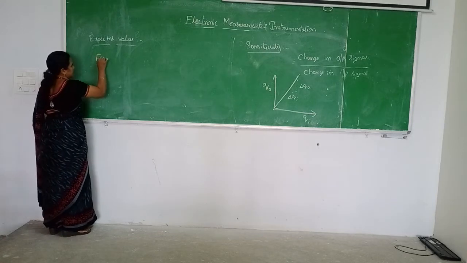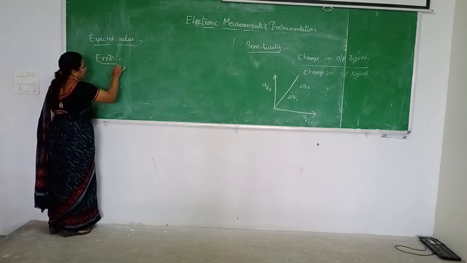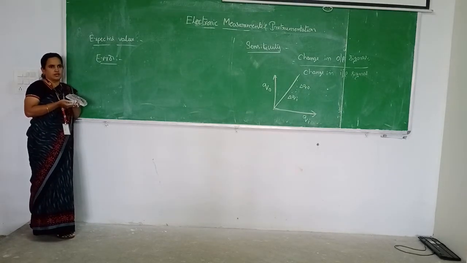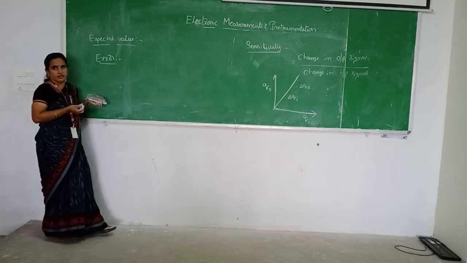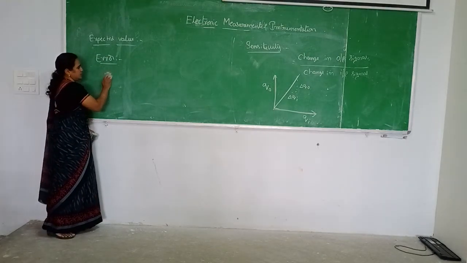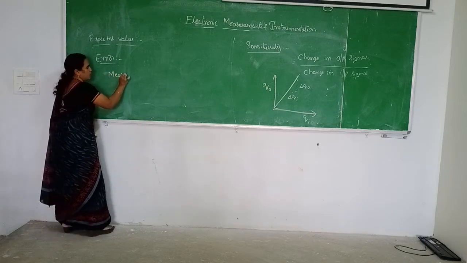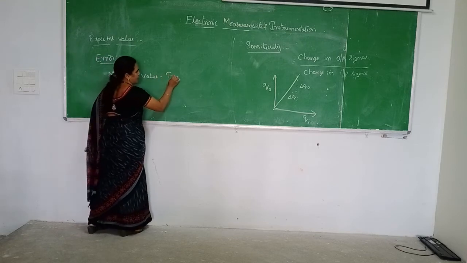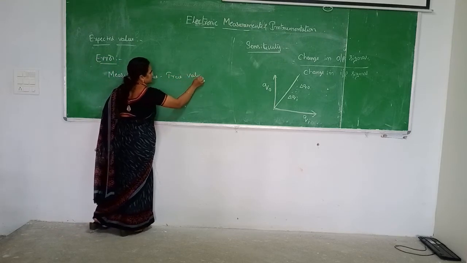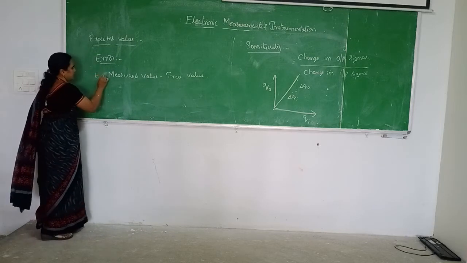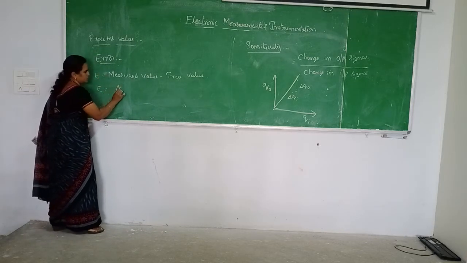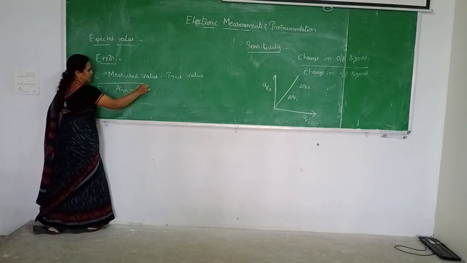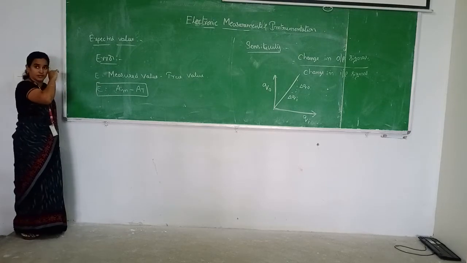Next, error. We already discussed there is a major problem in measuring instruments, that is error. It is the difference between the measured value and the true value. So mathematically it can be represented as E is equal to AM minus AT. So this is the expression for error.